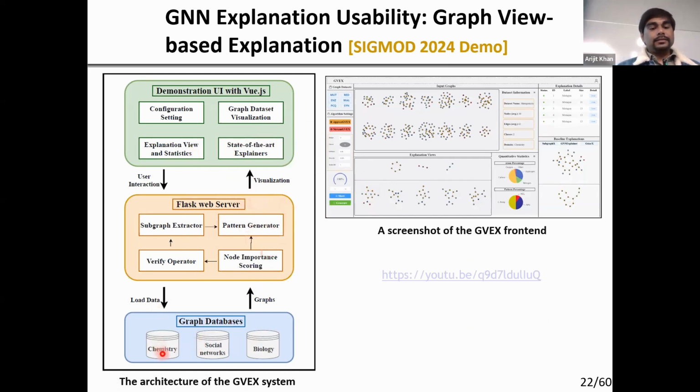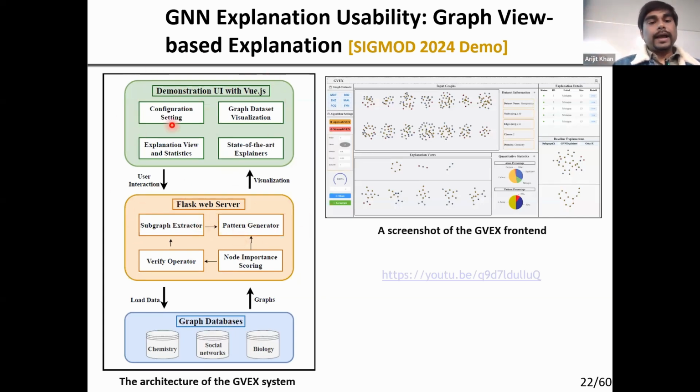So it consists of 3 layers. On the bottom layer, we have the graph databases coming from different domains such as chemistry, biology, social networks, etc. And then in the middle tier, we have our algorithm modules. So it starts with finding the important nodes, and then we group them and we verify if the group satisfies both factuality and counterfactuality, then it's a promising solution. And once we get the subgraphs at the lower tier, then we apply different subgraph mining techniques to identify the higher tier patterns. Okay, so that's how our algorithm on a whole works.